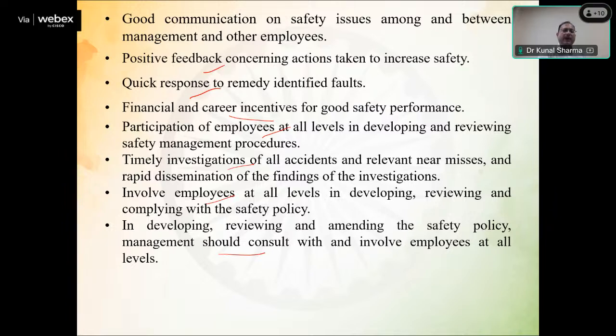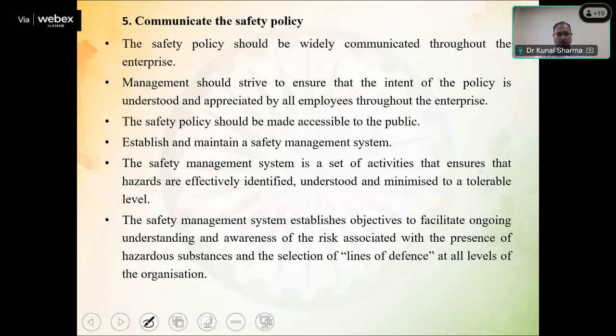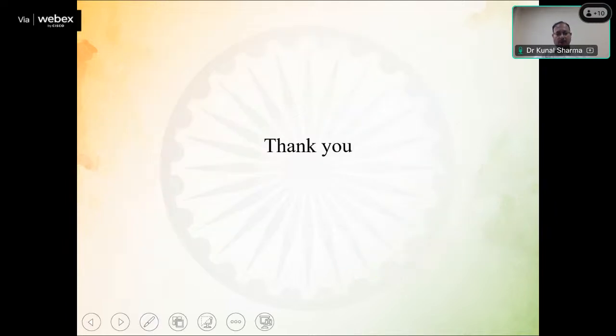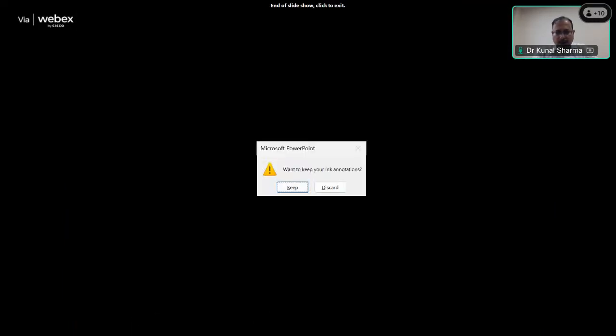Management should consult with and involve employees at all levels to mitigate the disasters or the impact of disaster in the first go. The last part is communicate the safety policy. Management should focus on this part, that they maintain safety management systems and it is being disseminated to all the levels. The selection of the line of defense at all levels of the organization should be there. Whereas we also have to make the community aware of the risk associated with the presence of hazardous substances or chemicals inside your premises. So with this, I have concluded.